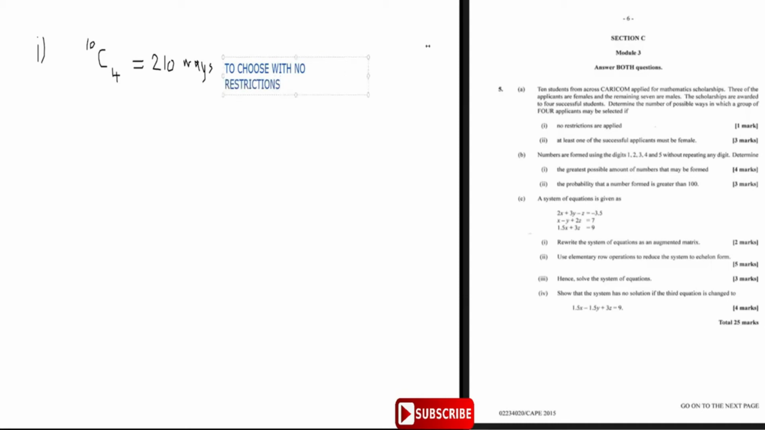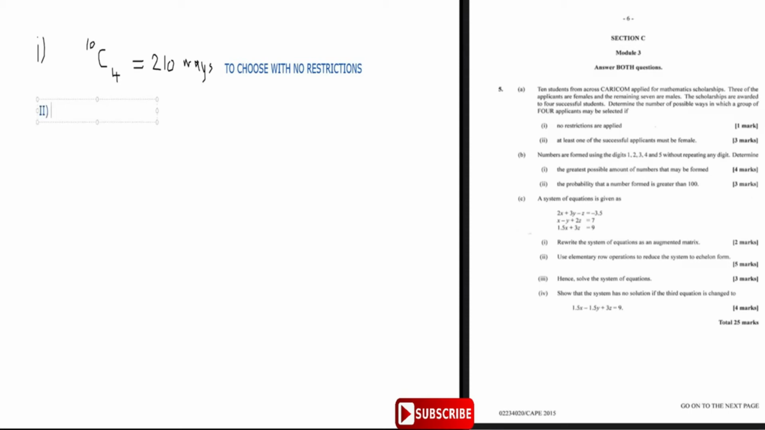All right, that's the first part. That's just 1 mark. That's the warm-up. It says at least one of the successful applicants must be female. So to do part 2, in order to find the number of ways where you have at least one, you must have at least one female.